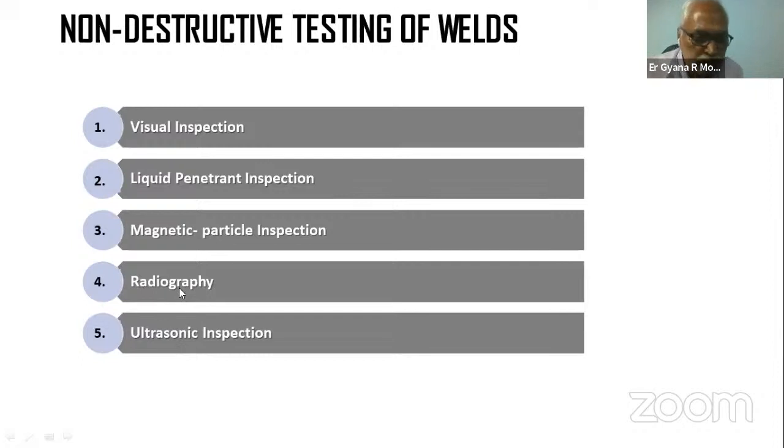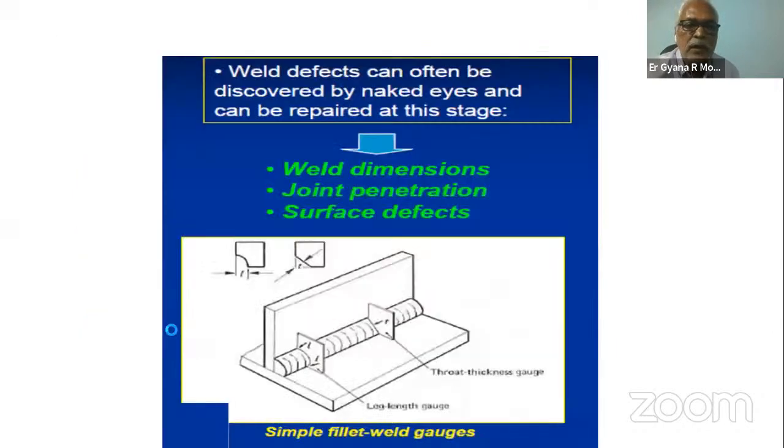Radiography is mandatory when you are doing butt welding, but when you are doing an ultrasonic inspection, yes, many places, many structures, as per my experience, are also accepting ultrasonic inspection for butt joints. Then weld joint dimensions, joint preparation, surface defects.